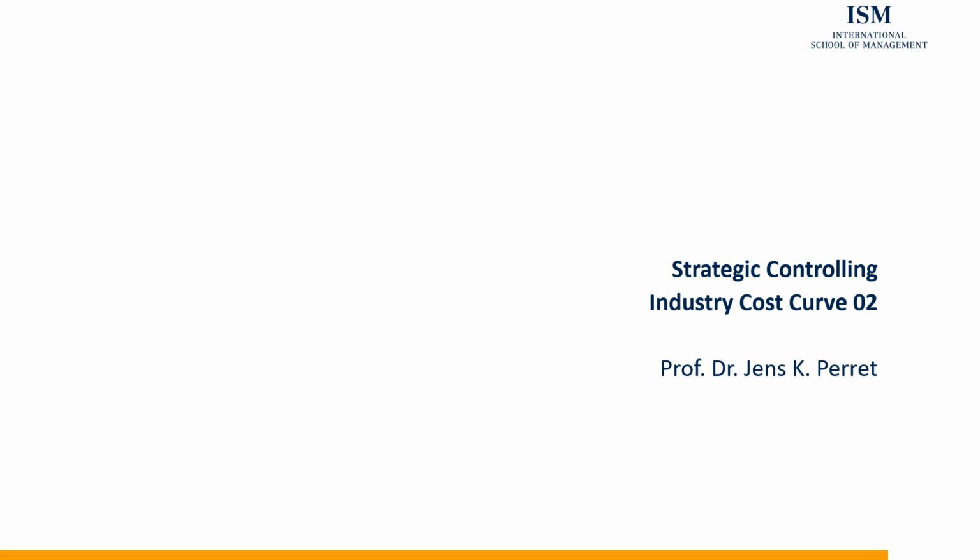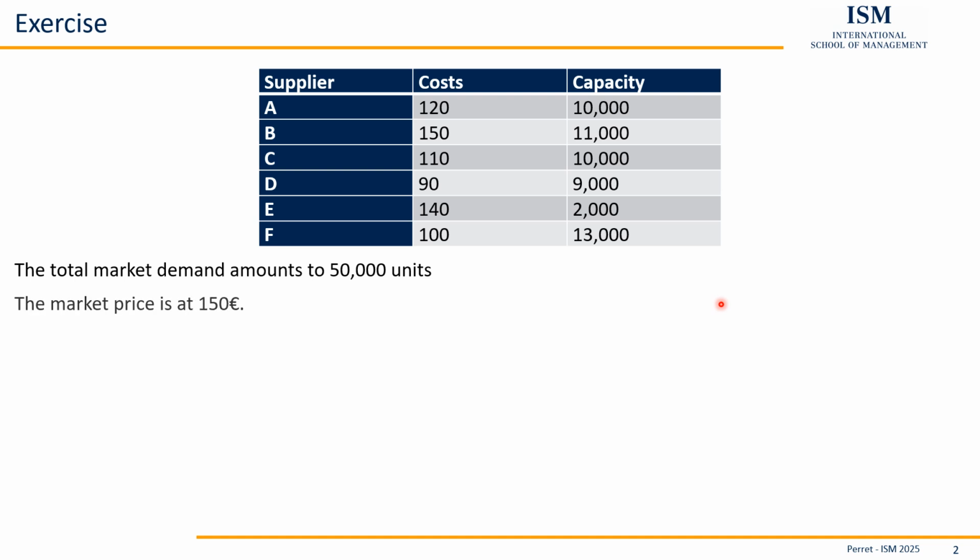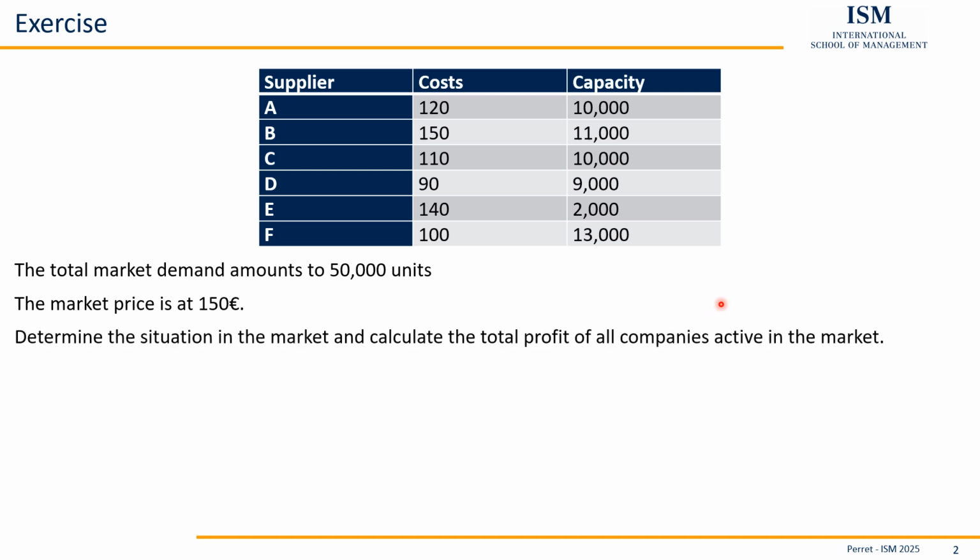Welcome to this exercise on the industry cost curve approach. Here I have for 6 suppliers the costs they have for producing a good and the capacity they could supply to the market. In addition to this, I know that total market demand amounts to 50,000 units. The market price is at 150 euros, and my objective is that I need to determine the situation in the market and calculate the total profit of all those companies active in the market.